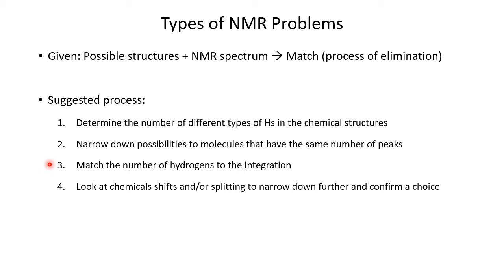Step 3, match the number of hydrogens to the integration. So if you have a molecule that contains 3 types of hydrogens, where you have 1 hydrogen in one group, 2 in another, 3 in another, then you'd want to make sure that you have a spectrum that has those same numbers. And then 4, if you need it, look at the chemical shifts or the splitting or both to narrow down further and confirm a choice.